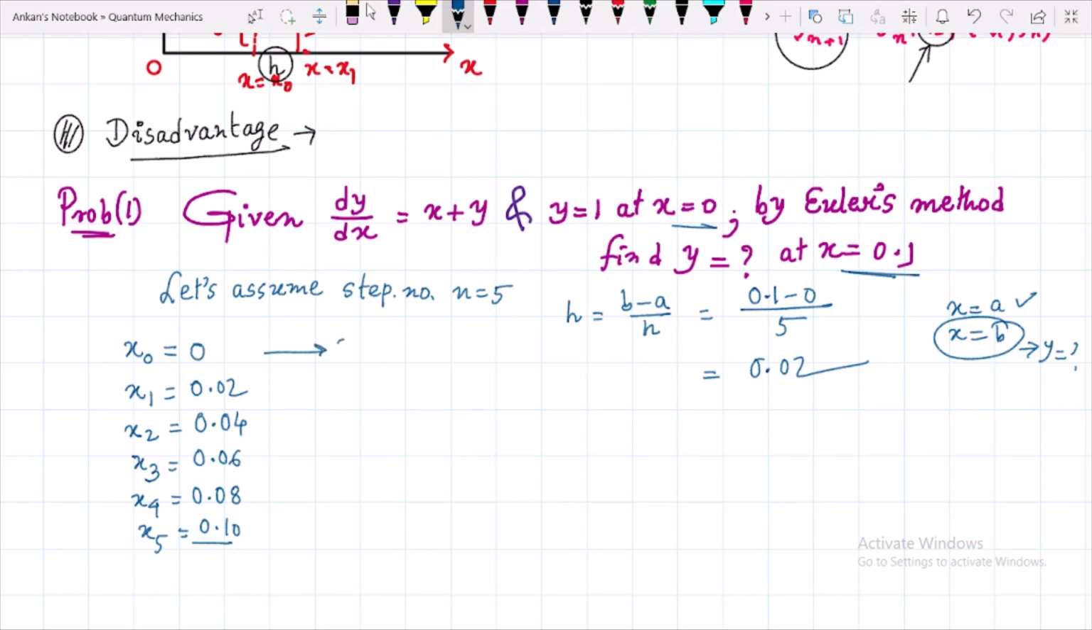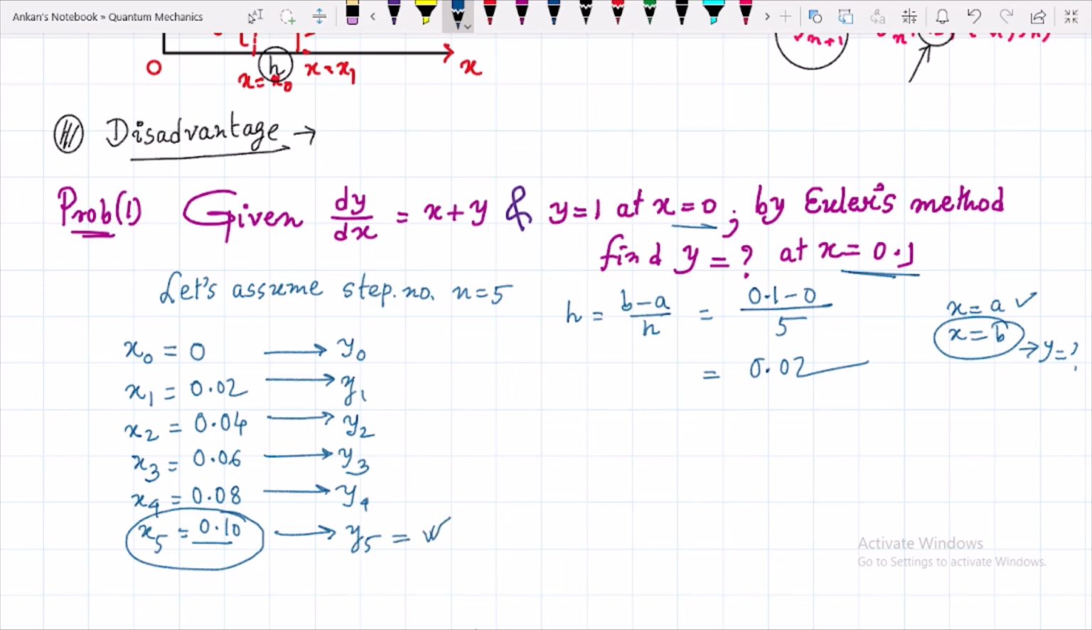So at x equal to 0, the value of y will be y0. At x equal to 1, the value of y will be y1. At x equal to 2, the value will be y2, and so on. You have to find the value of y at x equal to 0.1, which is the value of y5. For this, you have to determine these values. So the main problem is understood very well.